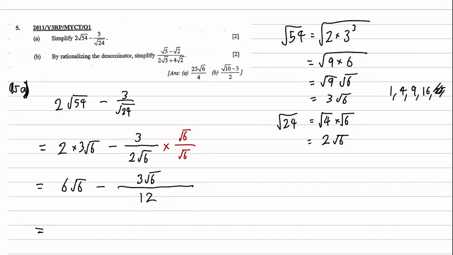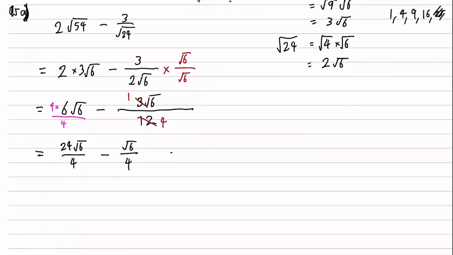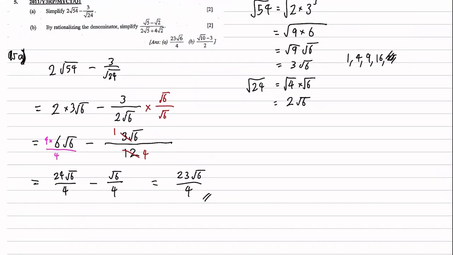Okay, so 3 root 6, just multiply. Then I think you want to combine it into one single fraction. So before that, let's cancel off a common factor. Then we are left with 6 root 6. We want to subtract away a fraction with denominator 4, so we multiply by 4 on the top and bottom. We get 24 root 6 over 4, minus away 1 times root 6 over 4. Simplifying, we get 24 minus 1, 23 root 6 over 4. 23 and 4, any common factors? Don't have. So we leave it, and that's our answer.